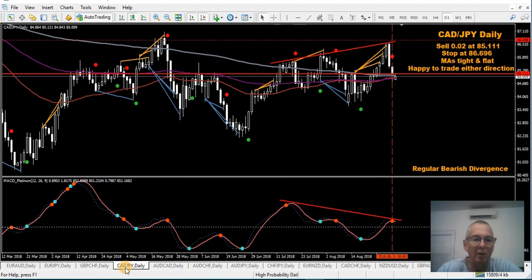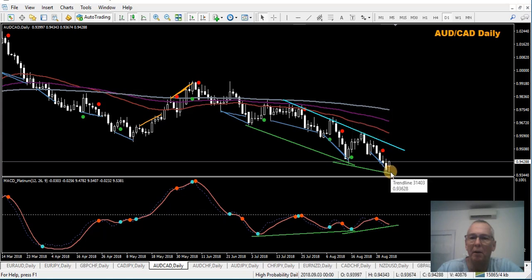I'll update that shortly. CAD Yen took a sell this morning, went down a little bit, now pulled back up a little bit just below my entry level. You can see the divergence stops are always denoted by the red dotted line. Entry level is on the intersection of those two lines there. Read my notes. MAs super tight, super flat. Look at them, all three of them jamming in on the same line there in a sell. So just a matter of being patient.